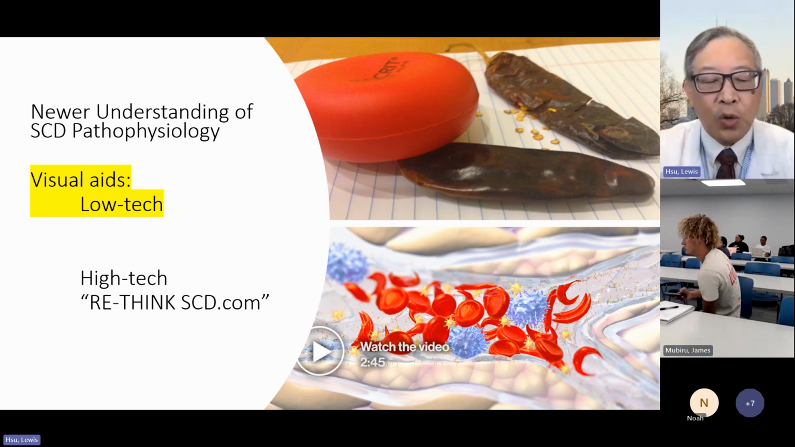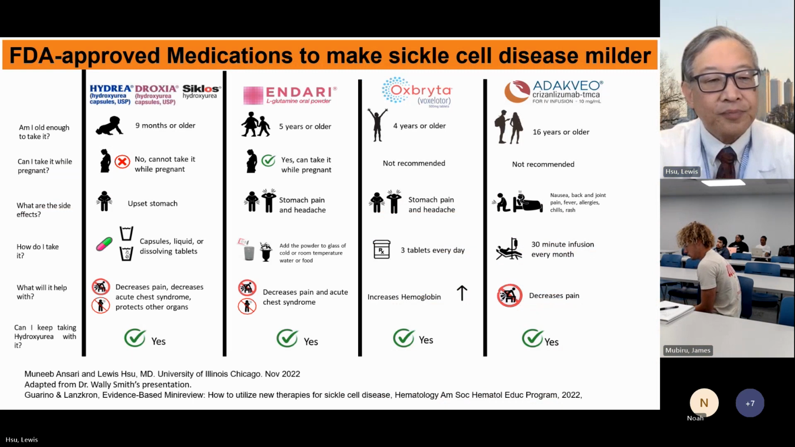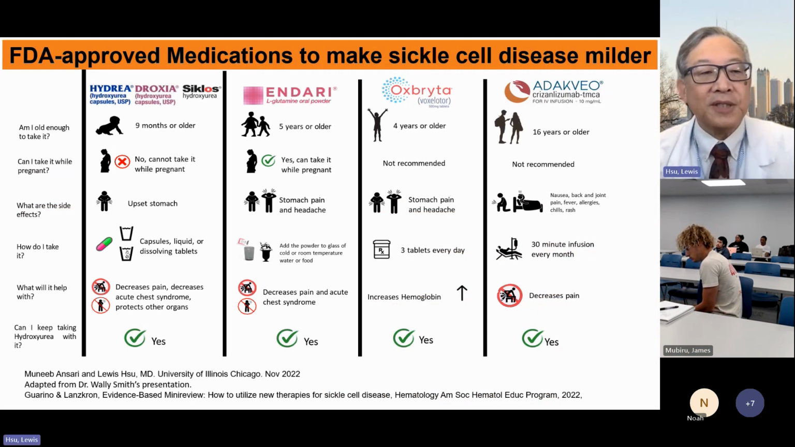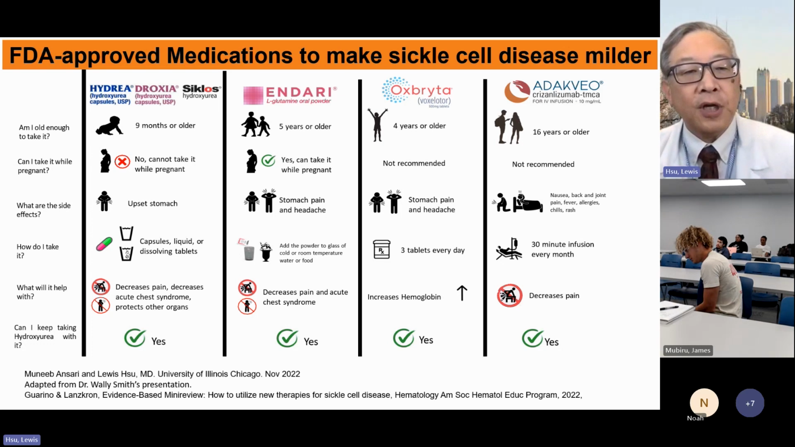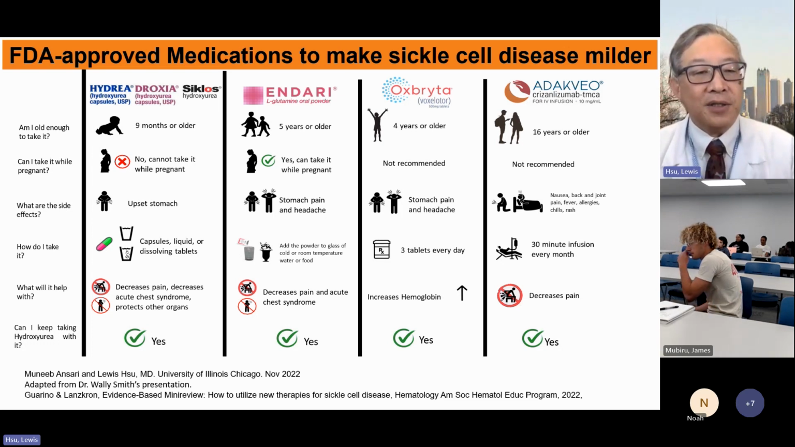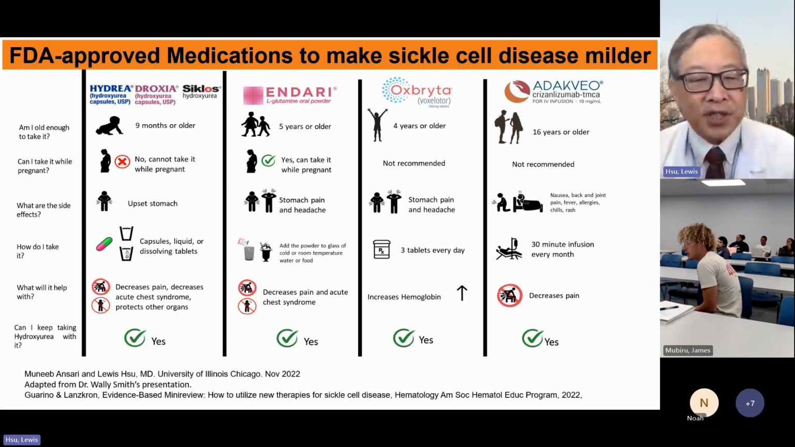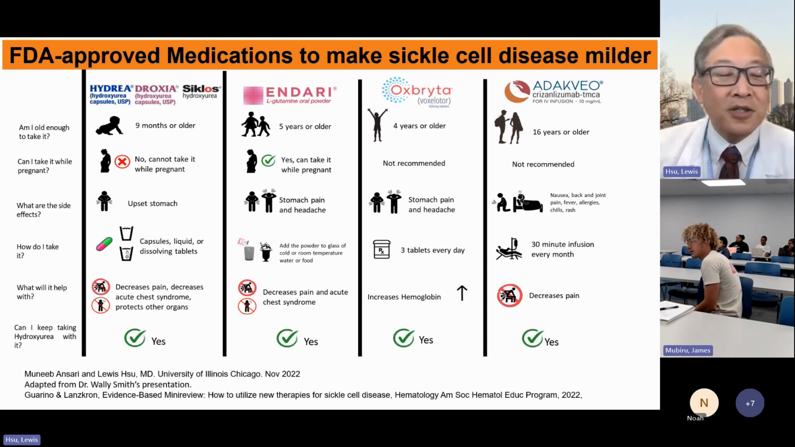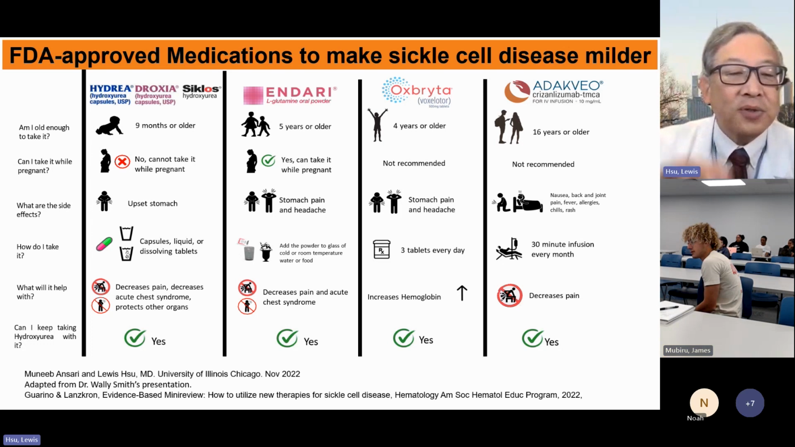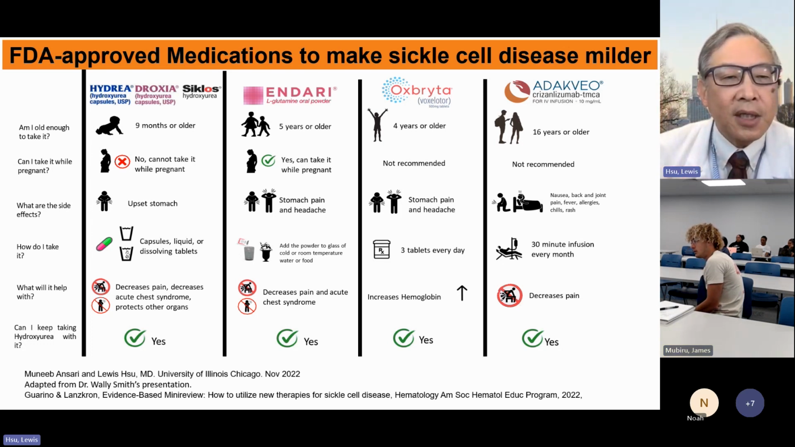So those are kind of the old therapies for sickle cell. What are some of the new therapies? So there's 4 medicines now that are FDA approved for making sickle cell disease milder. Like I said, this is a presentation tuned for medical students, but I'm giving it to you guys anyway. So these 4 FDA approved medicines shown here in these different columns: hydroxyurea, L-glutamine, voxelotor, and crizanlizumab. These are the generic names, and then you have the brand names up top there.